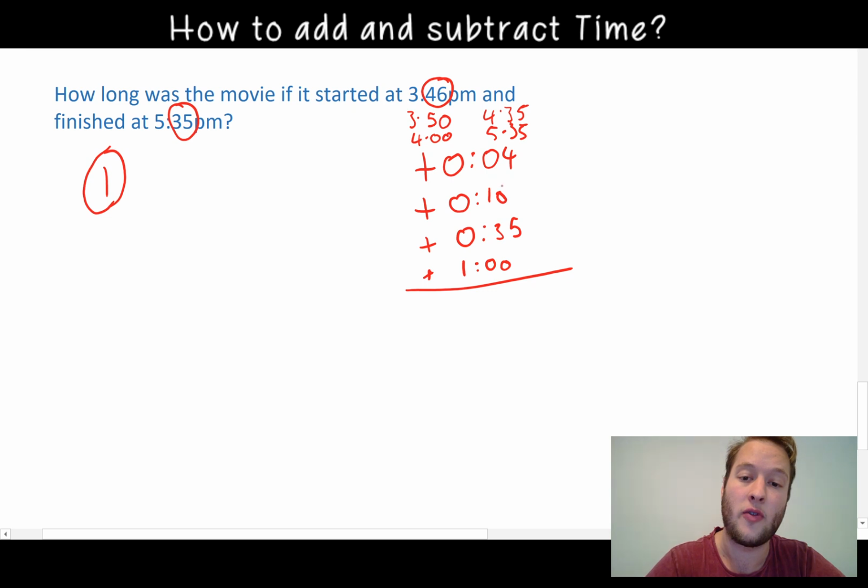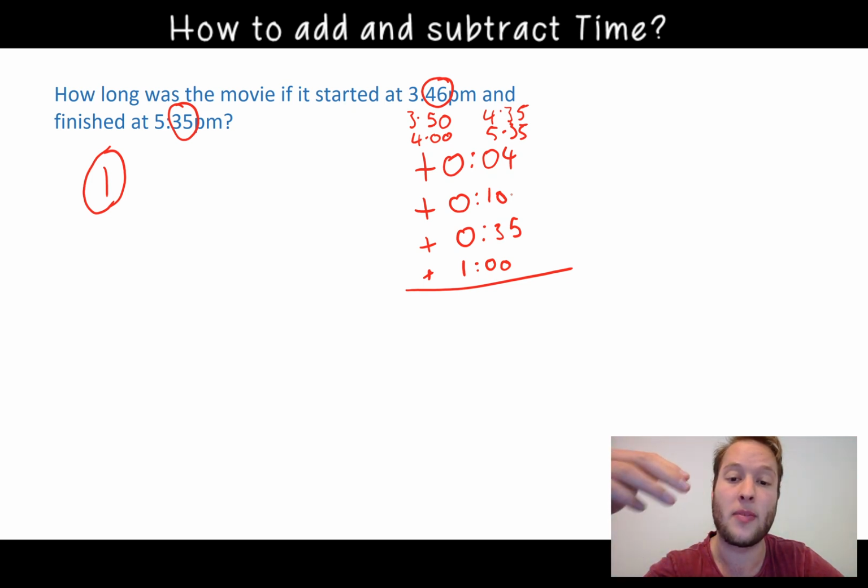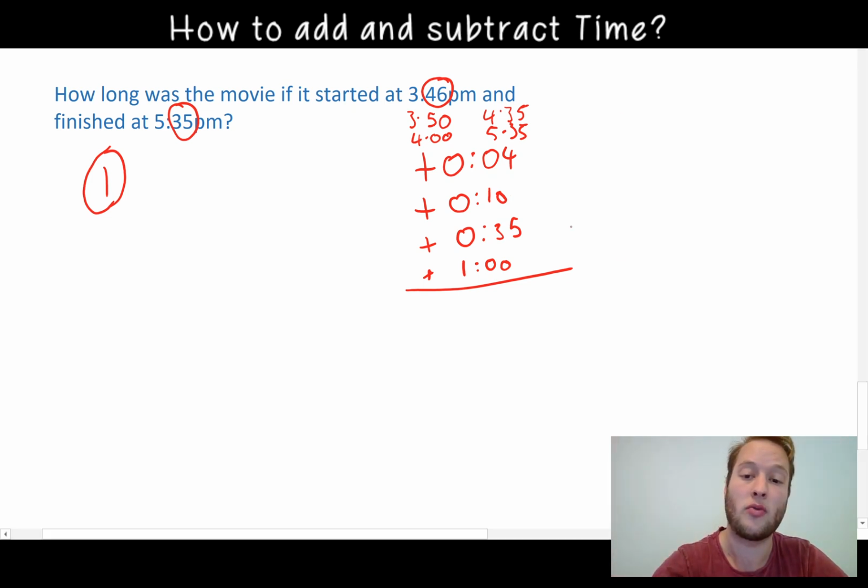I would possibly do it this way. I've got 10 plus 4 is 14, 14 plus 35. I could write it out and do it like this. I could go 35 plus 14. That would be one way of doing it. It's 49. And then just add my hour. So it was an hour and 49.